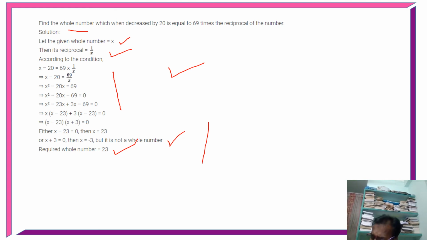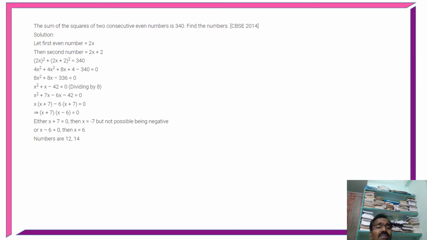If they don't mention anything, we can take any real number. Well, let us go with the next slide, students. Here, the problem is: the sum of squares of two consecutive even numbers is 340. Find the numbers. Even numbers are of the form 2x and 2x plus 2.